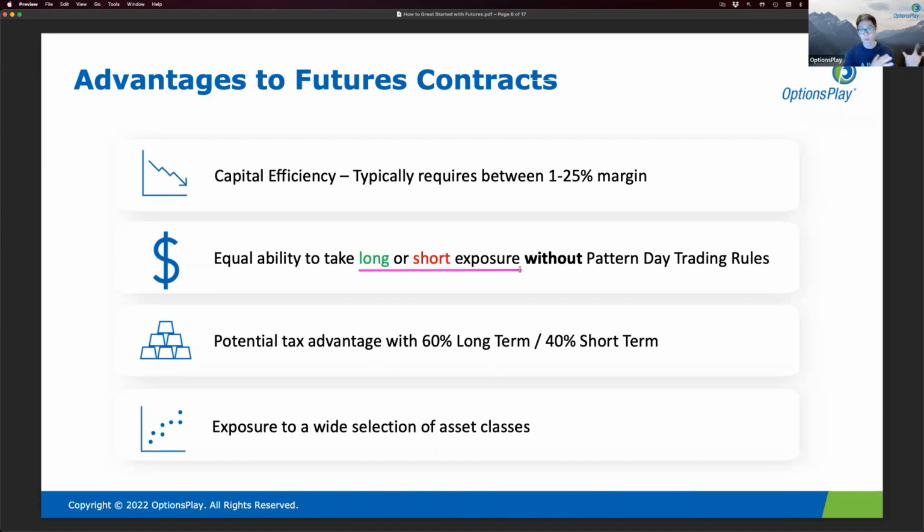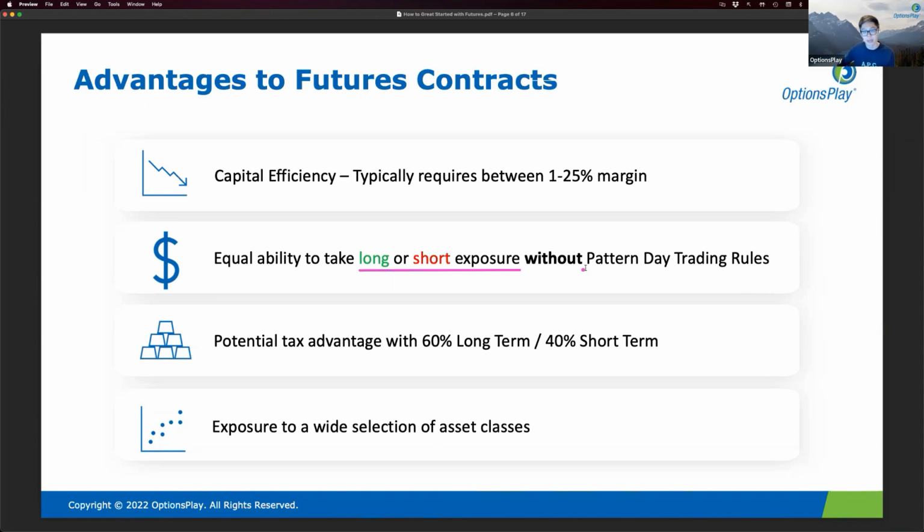Maybe you thought oil was going to head lower. Maybe you thought gold was going to head lower, or the US dollar, or interest rates, or any of these products that you think are heading lower, Bitcoin, whatever the products are. If you're an equities investor, you don't really have a great way to short these products, certainly not without a lot of risk, without a lot of margin requirements, or just simply very expensive to short these products using option derivatives. So futures give you the ability to take a long or short position equally in these products.